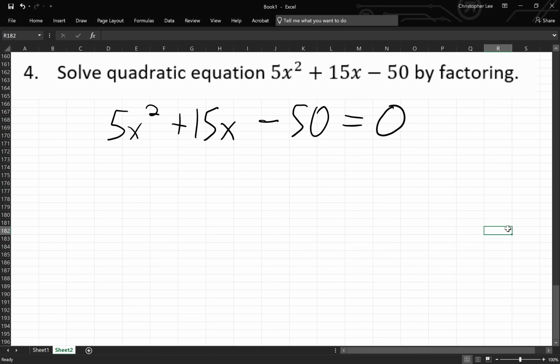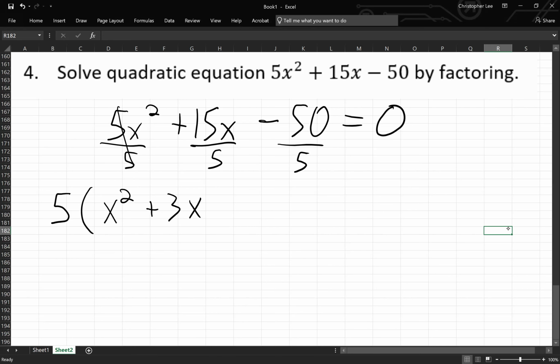All right, what should I do first here? Good. What is the GCF here? 5. Good. So I'm gonna factor out a 5 here. So remember, it's like I'm dividing by 5. So what's left over? Good. And that's going to be equal to 0, right?